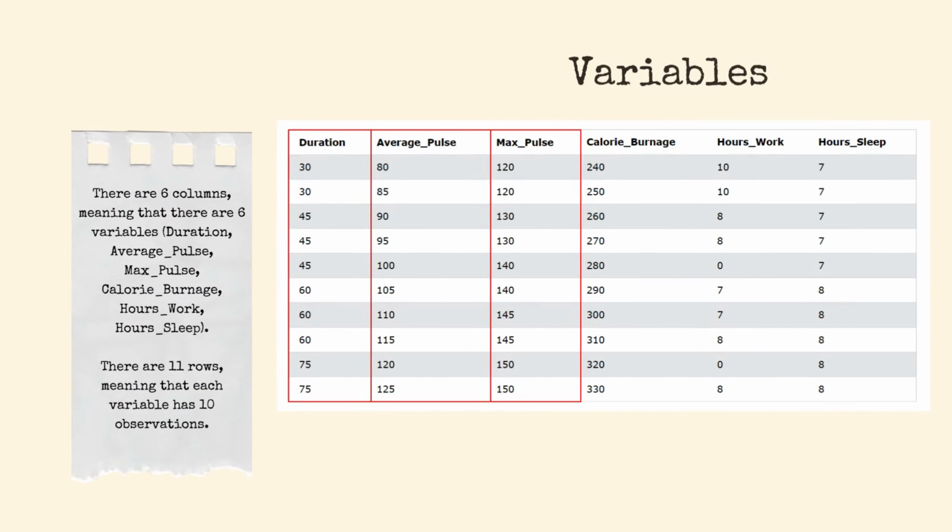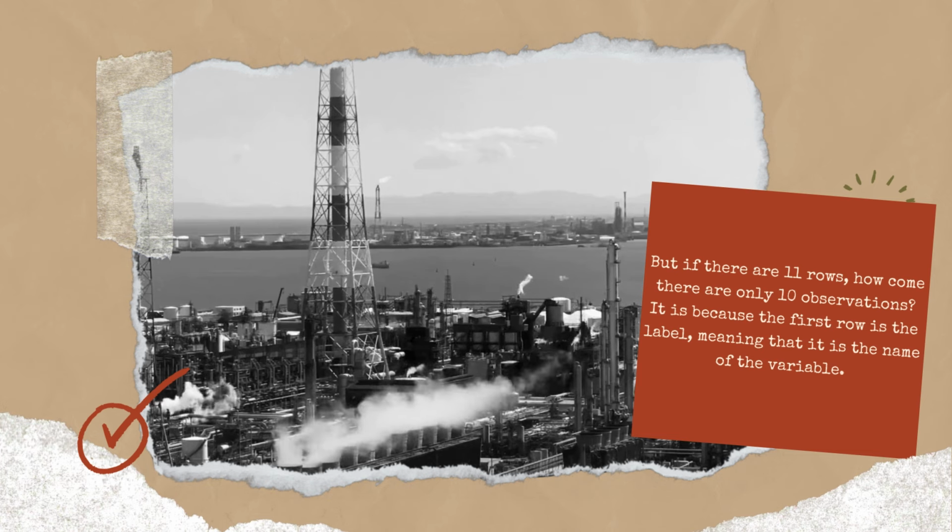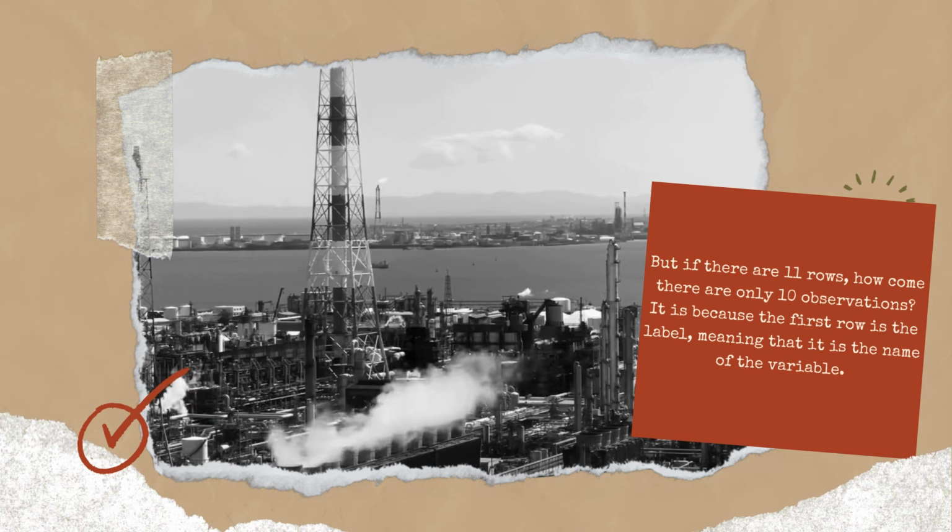There are 6 columns, meaning that there are 6 variables: duration, average_pulse, max_pulse, calorie_burnage, hours_work, hours_sleep. There are 11 rows, meaning that each variable has 10 observations. But if there are 11 rows, how come there are only 10 observations? It is because the first row is the label, meaning that it is the name of the variable.